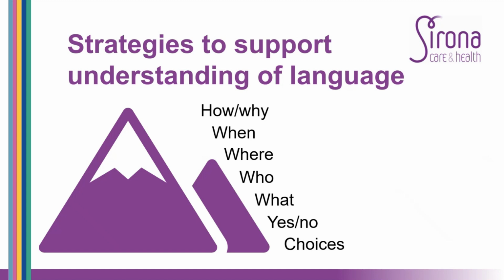The next strategy we're going to think about is simplifying questions. This means changing the question word to make it easier for your child to understand and answer. The picture on the slide is showing the mountain of questions. The types of questions at the bottom of the mountain are easier to understand and they get more difficult as you move up the mountain. On the next slide, we'll give some examples of how to use this strategy during everyday activities.